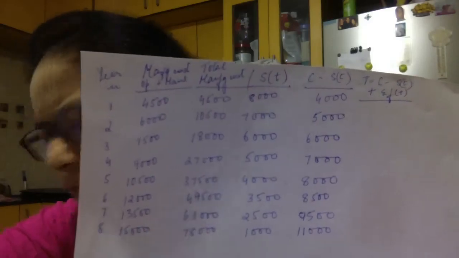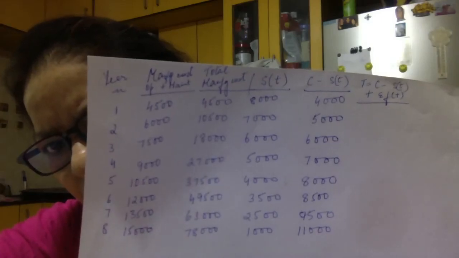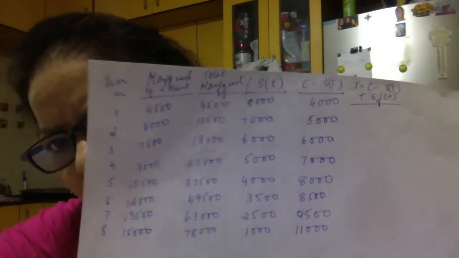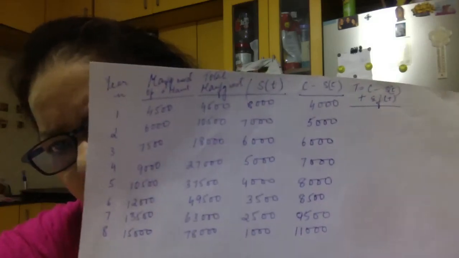So the first one will be 4 plus 4,500. I repeat, column number 3 was total manufacturing cost, that was the cumulative values. So here we do C minus S of T, which is already there in the previous column. So the first one will be 4 plus 4,500. So you will get 8,500. The previous column plus the third column. Next you will get 6 plus 5, 11,000. Next you will get 6 plus 7,500, 13,500. 7 plus 9 is 16,000.